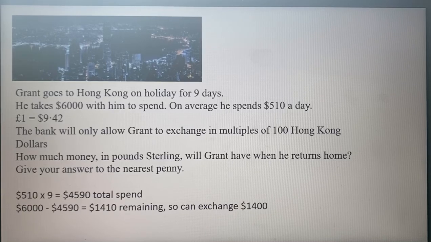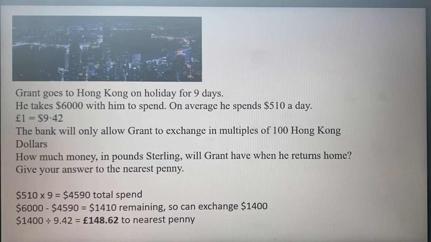$1,410 remaining. Now remember, we're told that he's only allowed to exchange back in multiples of $100. So we need to round that down to $1,400. And then we can exchange that. So we can divide by our exchange rate of 9.42. So dividing by 9.42, we get £148.62 to the nearest penny is how much Grant will have when he returns home.